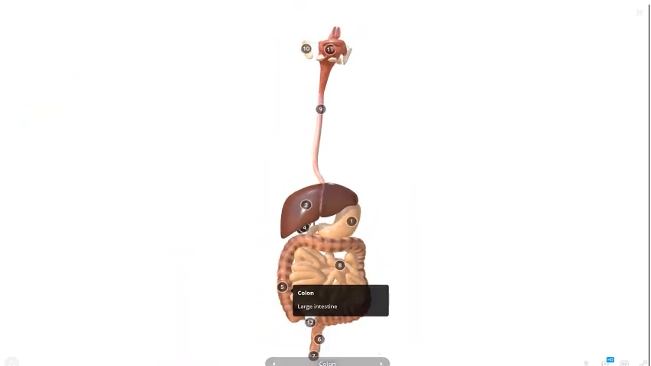Flipping it around again, we have the large intestine, also called the colon, and the large intestine, which is wider than the small intestine, is what reabsorbs the water from the food that you have digested. It also absorbs some of the vitamins and the minerals.